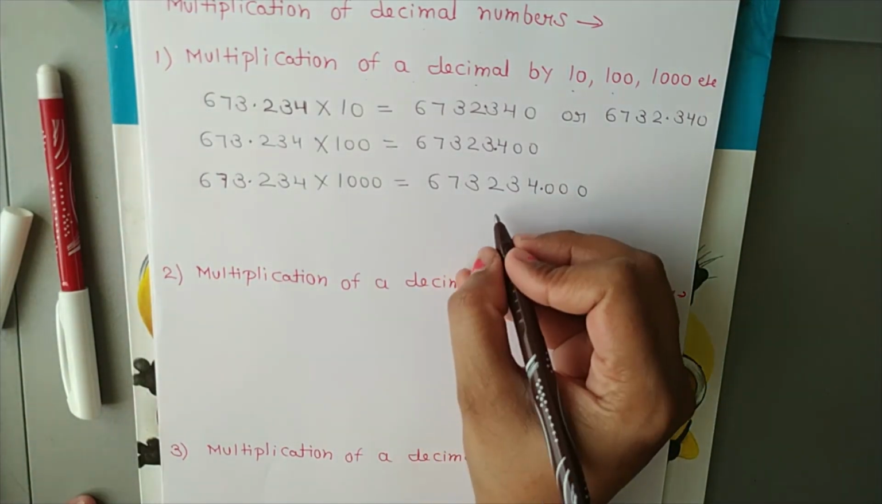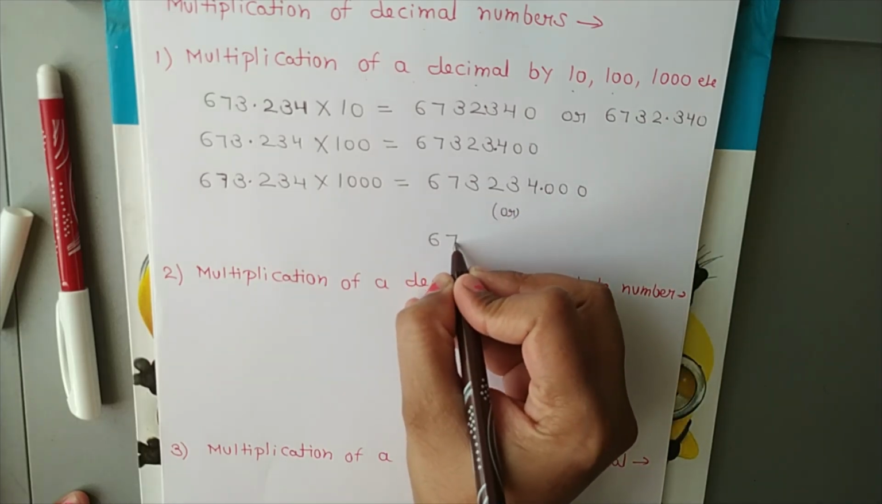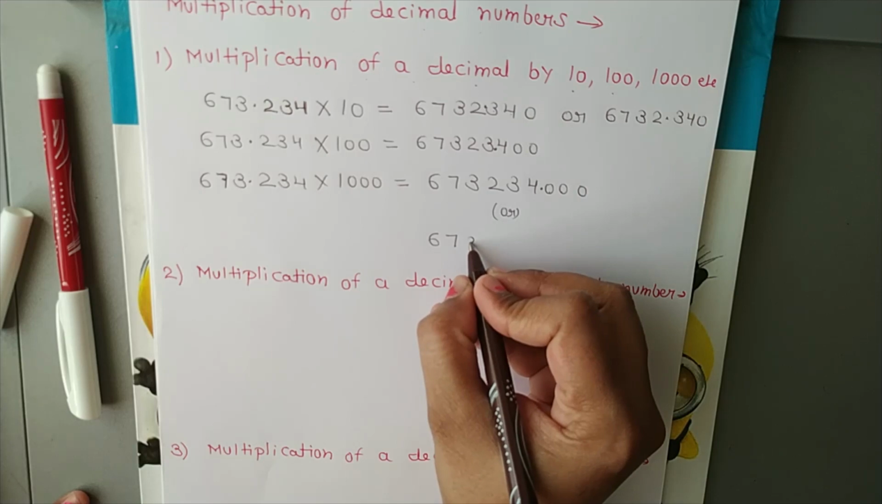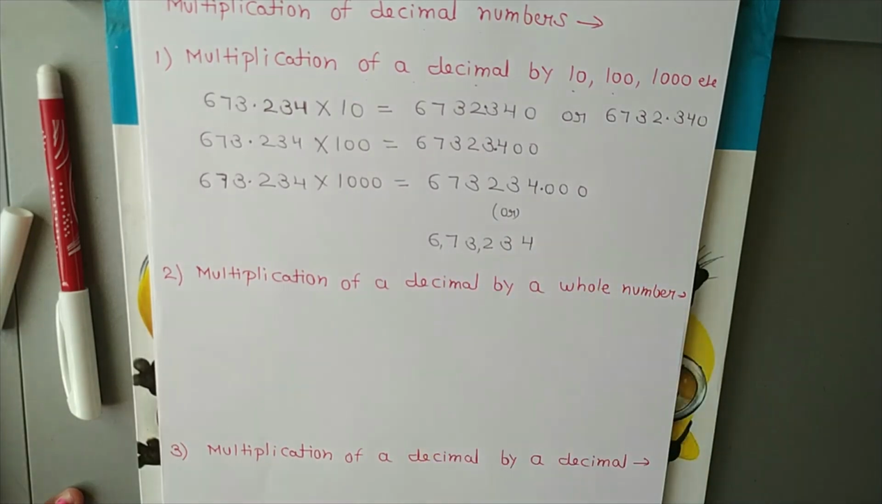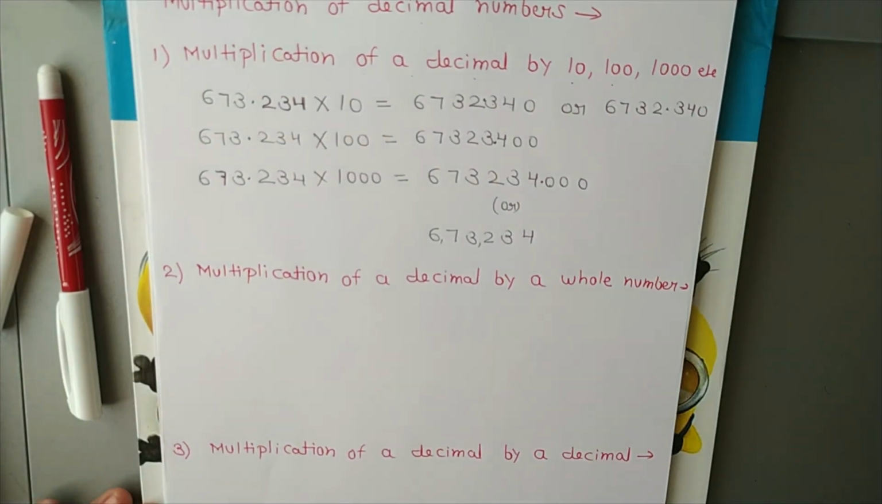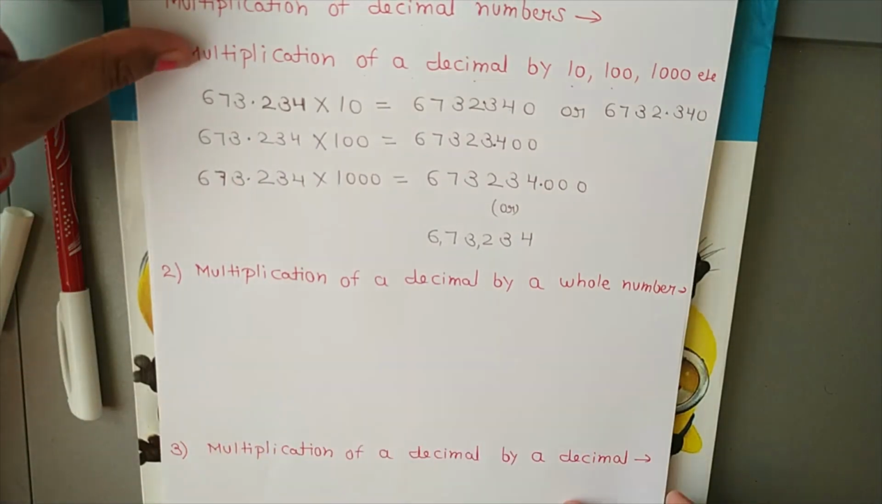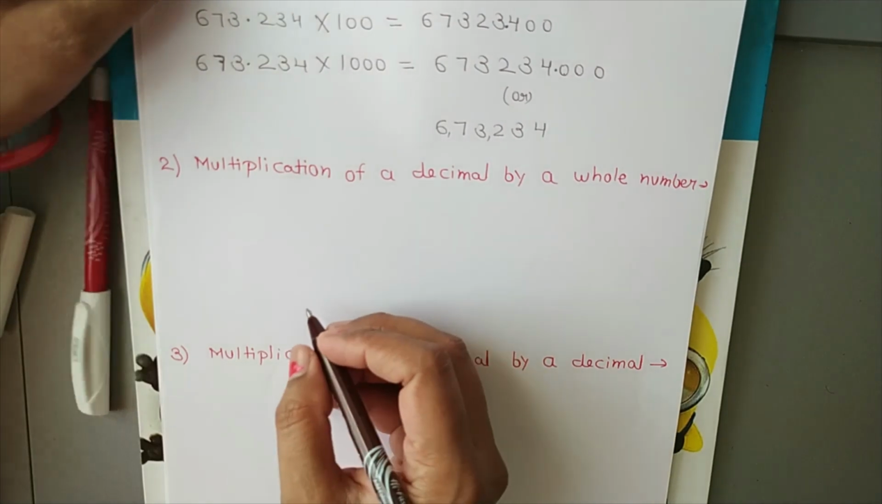So it can be written as 673,234. Okay, now move on to the next case. This is multiplication of a decimal by a whole number.